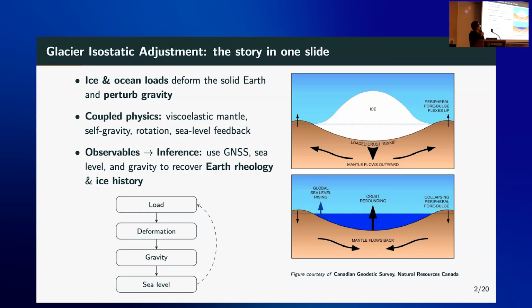Some primary applications of GIA, or glacial isostatic adjustment, include using GNSS data, sea level or gravity anomalies data to infer things like the Earth's rheology. A big focus is on the mantle viscosity distribution, which is of great interest because we can't measure it directly. And also, we can infer the ice history over the past millions of years.